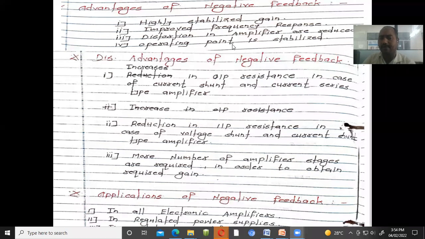See, we have a requirement of higher input impedance and lower output impedance, because higher input impedance means no noise is added with it, and lower output impedance indicates that any device can be connected to the amplifier. Right. So see, this is the thing. So now we see that more number of amplifier stages are required in order to obtain the required gain.